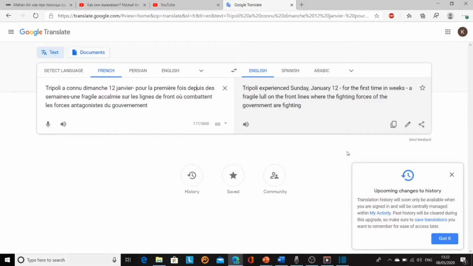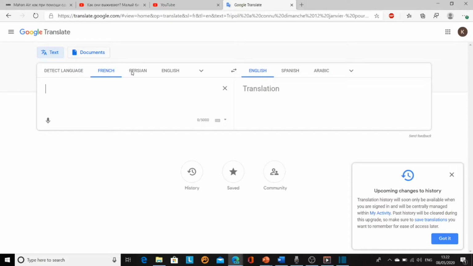Now, that's not to say that you should use this entirely. You need to understand how things are being conjugated, what tense they're using, and just be careful. French has a lot of idioms, just like English, but for the most part, it will be able to translate that for you. Now let's switch to Persian.